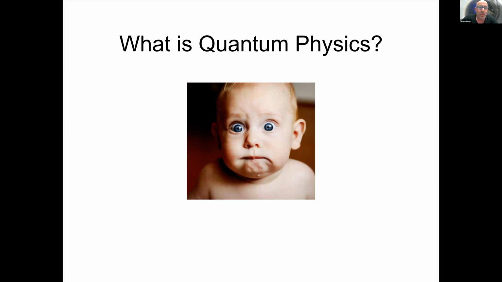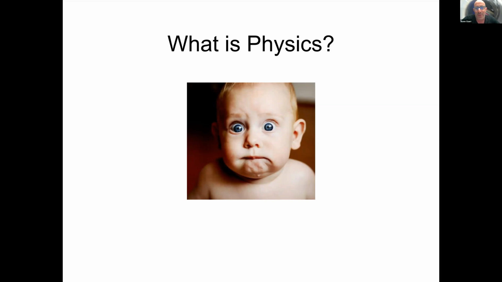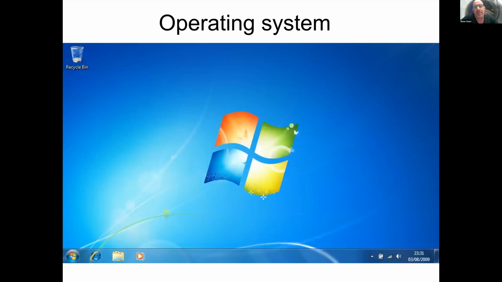So what is quantum physics? In order to explain what quantum physics is, maybe I should start by explaining what physics is. To do that, I'll use a metaphor that comes from the world of computing, which is fitting. We all work with computers all the time, and when we work with computers, we work with operating systems. For example, if you work with PCs, you would use Windows. If you work with other computers, you would use other operating systems.